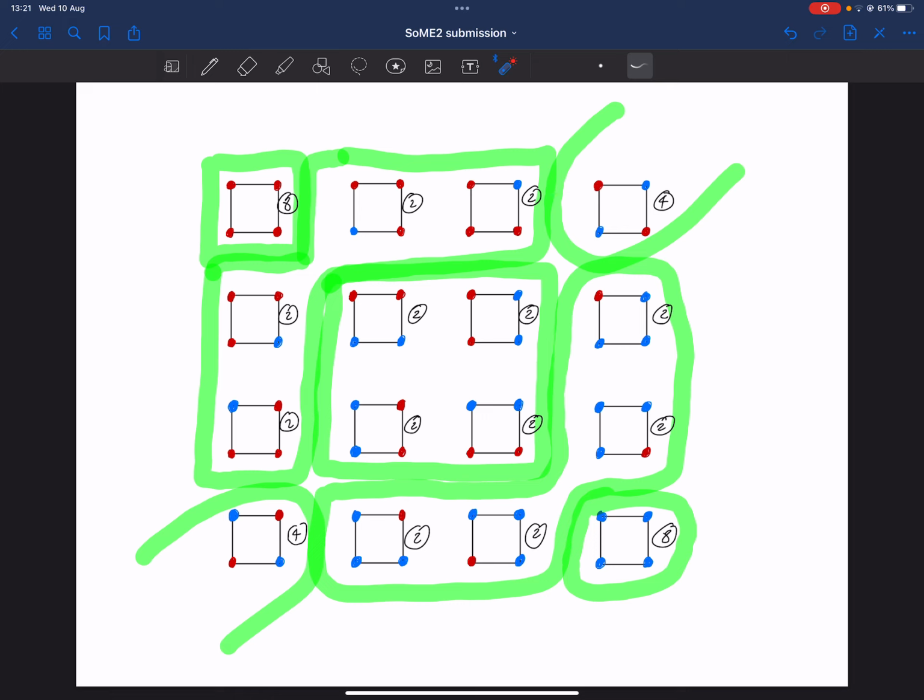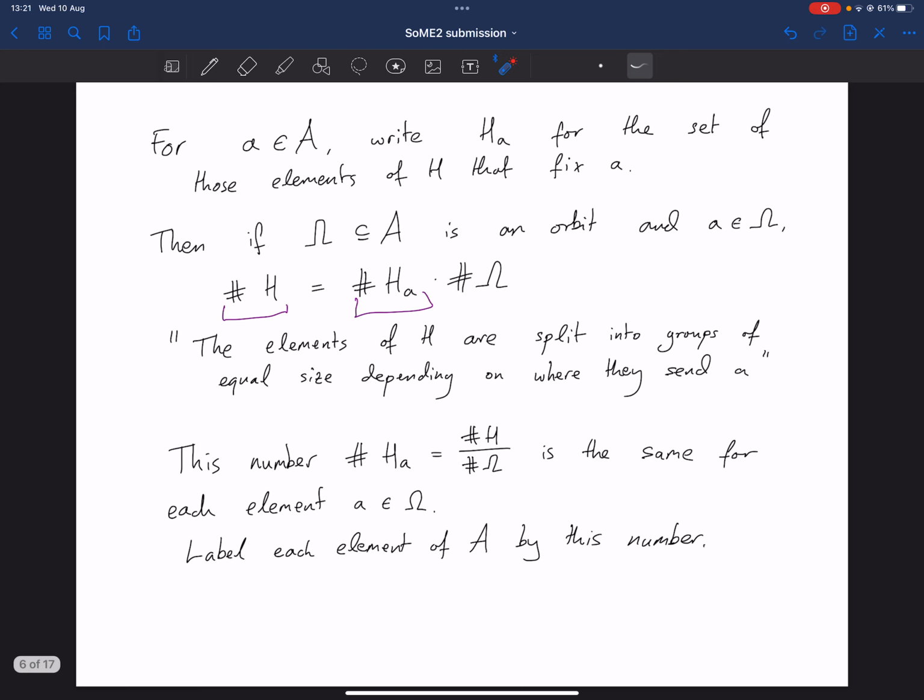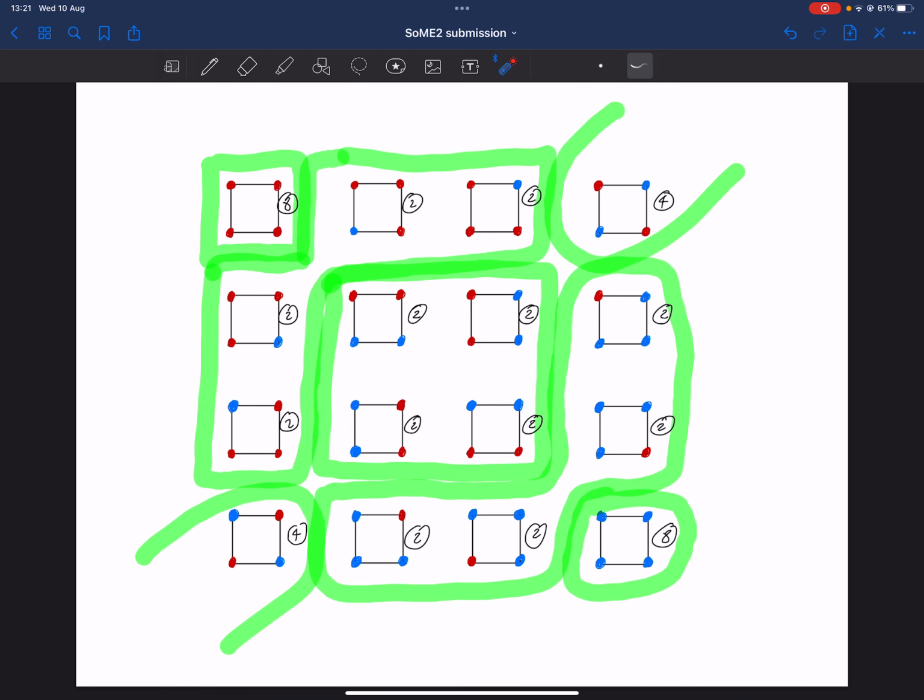It is the number of elements of H that fix that colouring. So, for example, there are exactly 2 elements of H that fix this colouring, because we can have E or a reflection in the horizontal axis, which I believe was R cubed S.